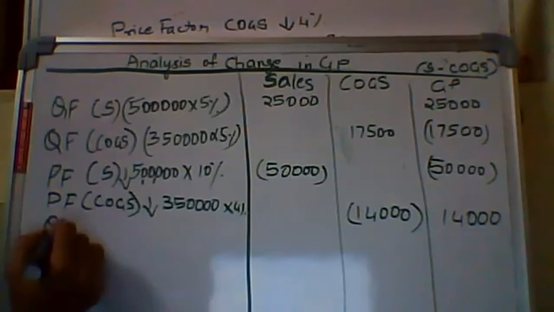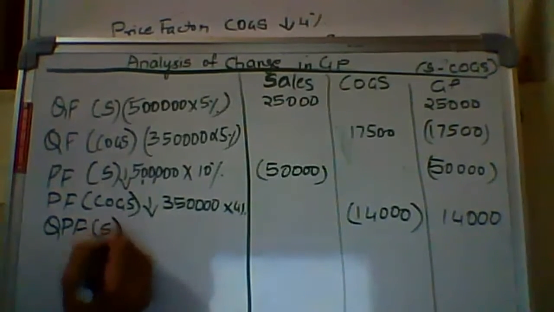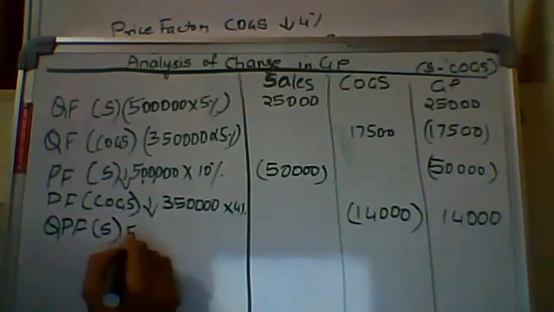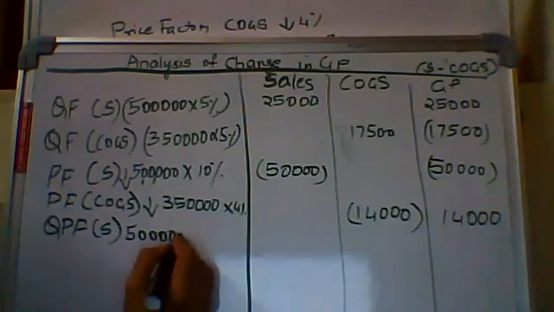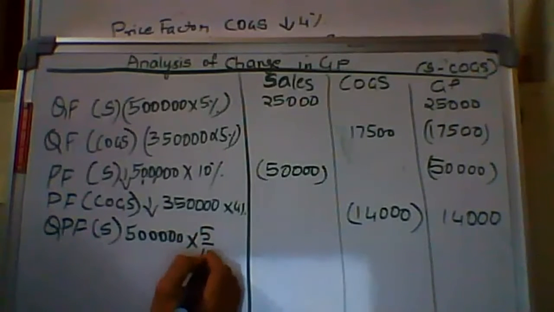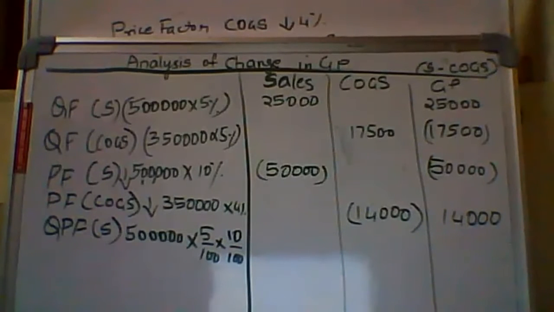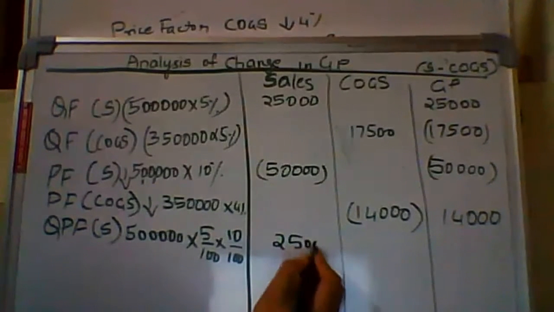Now you'll have to do the quantity and price factor. First you'll do it on sales. How much is the sales? 5 lakhs. What is the percentage change in quantity? 5%. What is the percentage change in price? 10%. Keep in mind 10% is a reduction. So your final answer should be a reduction. How much is that coming to? 2,500. 2,500 is a reduction. So you will write 2,500.